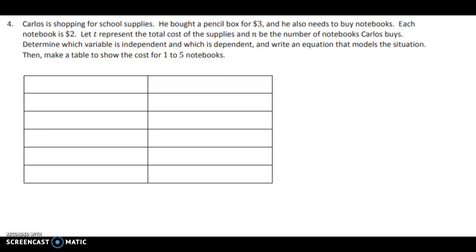Carlos is shopping for school supplies. He bought a pencil box for $3, but he also needs to buy notebooks. There's an important key: each notebook is $2. Let T represent the total cost. So remember, this is my independent, and this is my dependent.